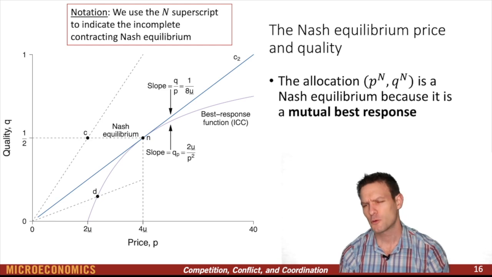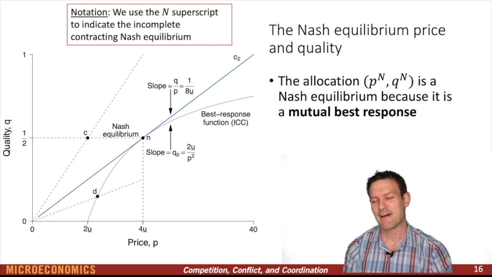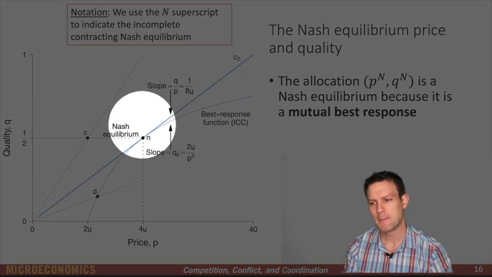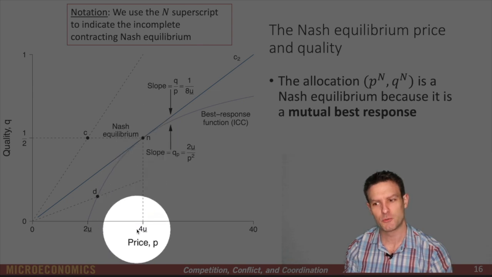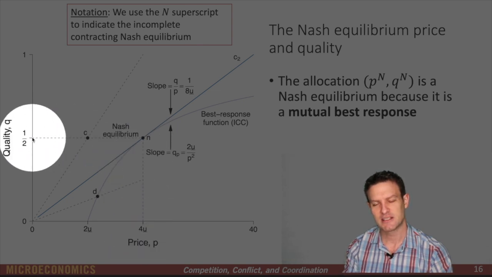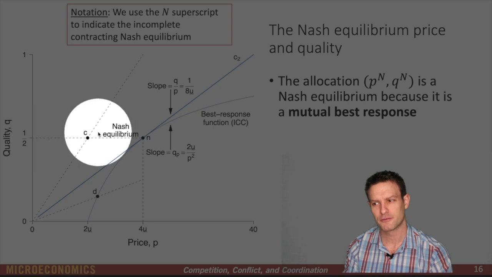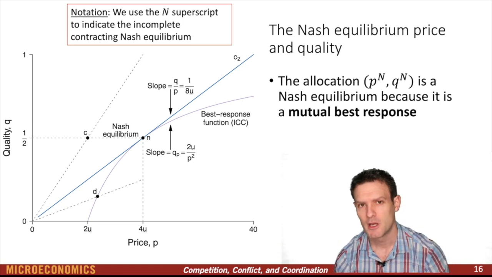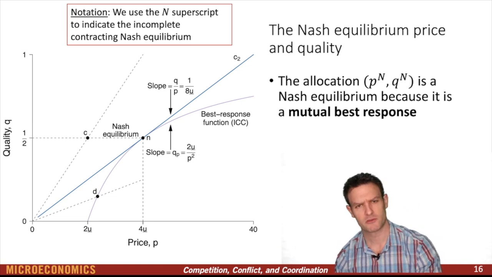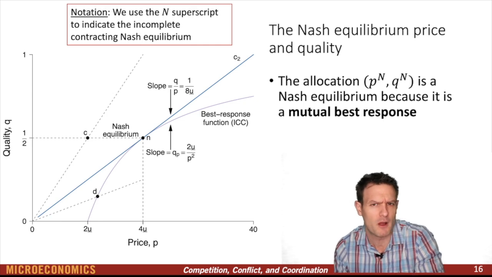So, what do we think about it? Well, having found that tangency point with MRS equal to MRT, we can see that we're going to have now a combination Pn, Qn. So the Pn is going to be equal to 4u bar, and the Qn is going to be equal to 1/2. And the allocation Pn, Qn is a Nash equilibrium because it's a mutual best response. So why is it a mutual best response?